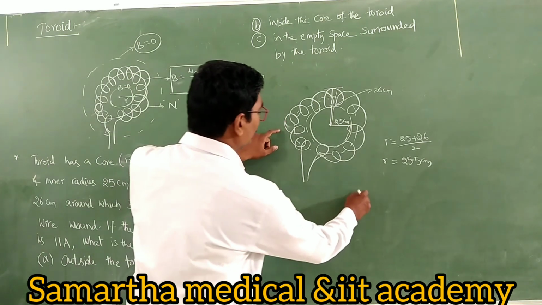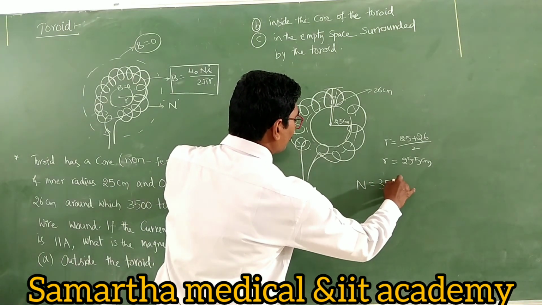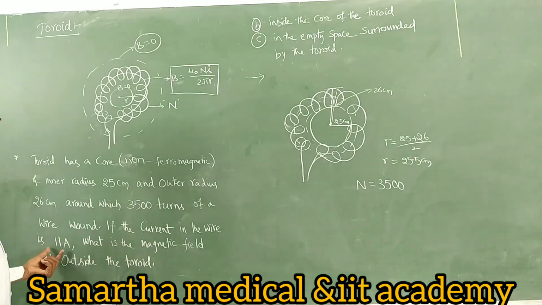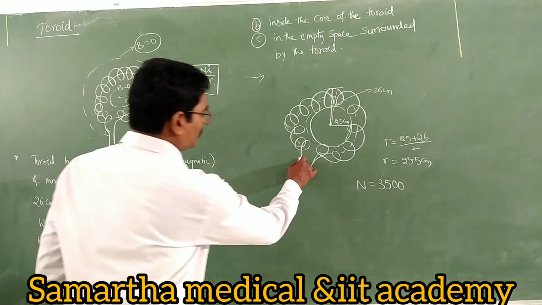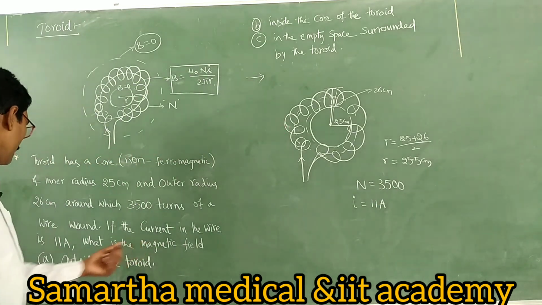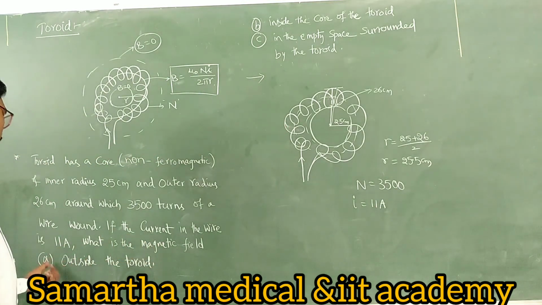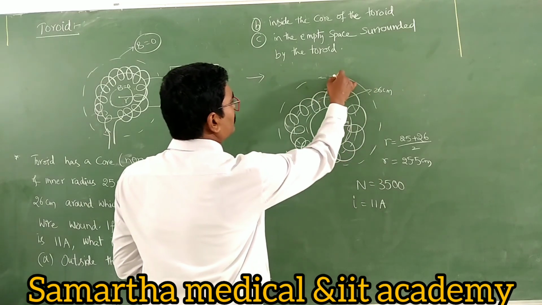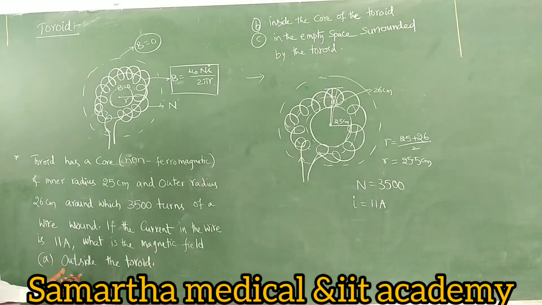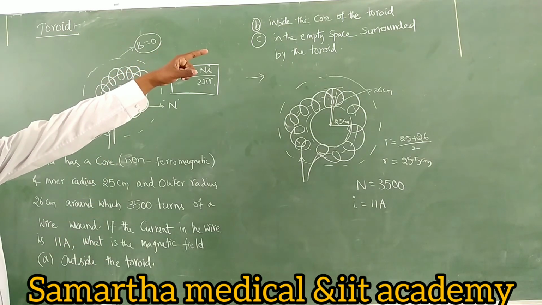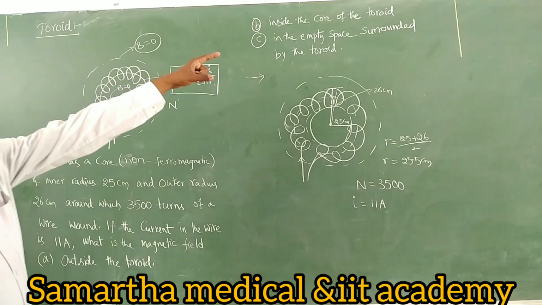So how many turns are there? 3500 turns are there. If the current in the wire is 11 amperes, so in this toroid a current passing is 11 ampere. Then what is the magnetic field? There are 3 sub questions. One, outside the toroid. Outside the toroid means here. 0. Yes, the answer is 0. Then second one, inside the toroid. Inside the core of the toroid.